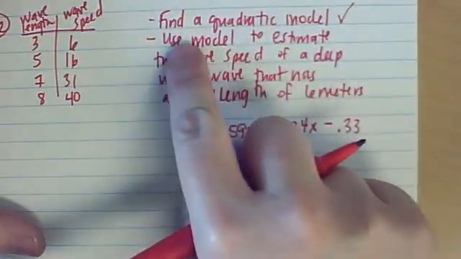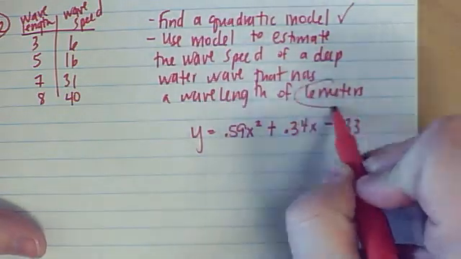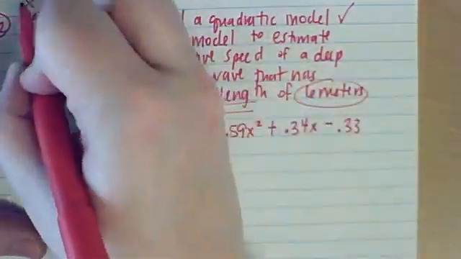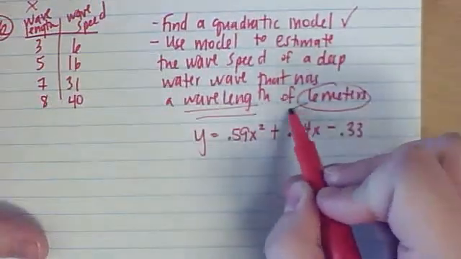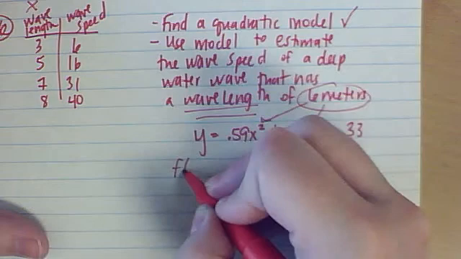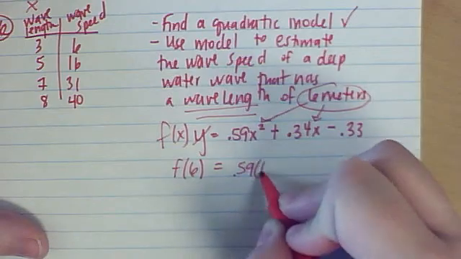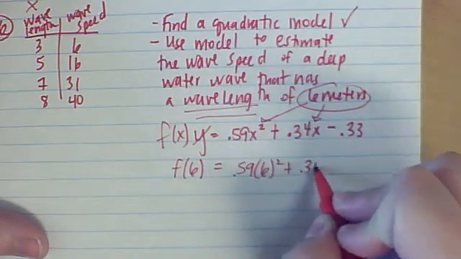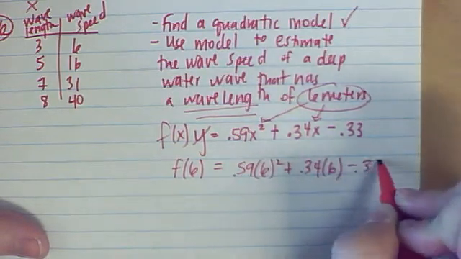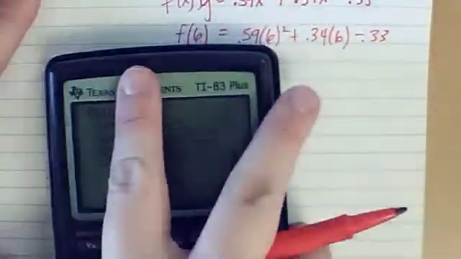Now I'm going to use this model to estimate the wave speed with a wavelength of 6 meters. Well, that wavelength represents your x value. So I'm going to take 6 and plug it in for my x's. So f of 6, so we could say this is f of x, is 0.59 times 6 squared plus 0.34 times 6 minus 0.33. So if we take all of that, let's plug it in the calculator.